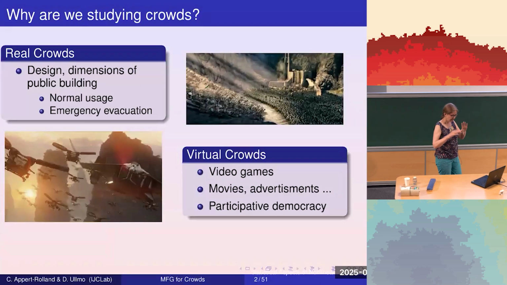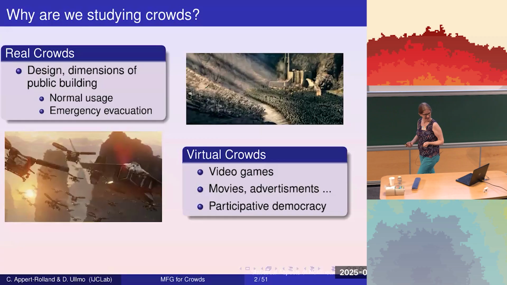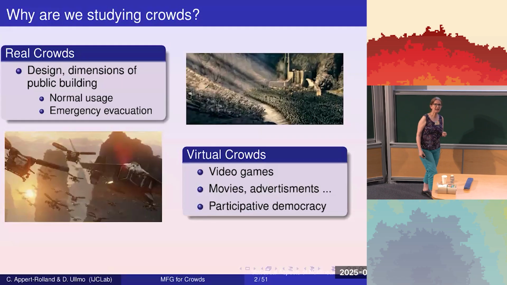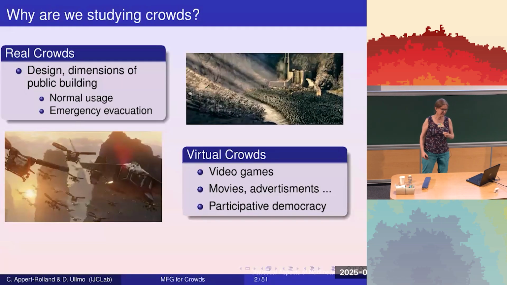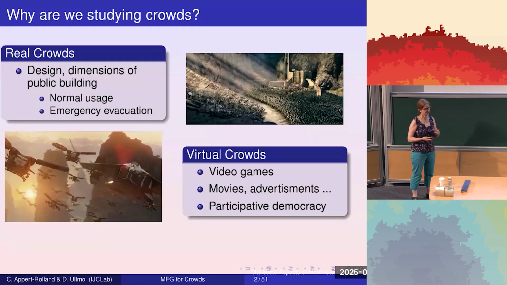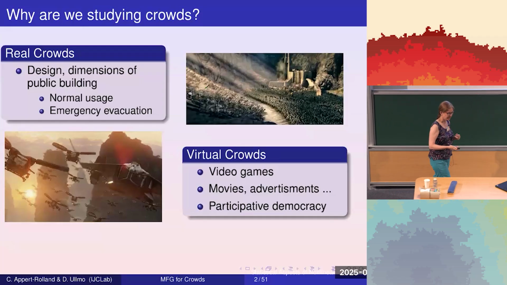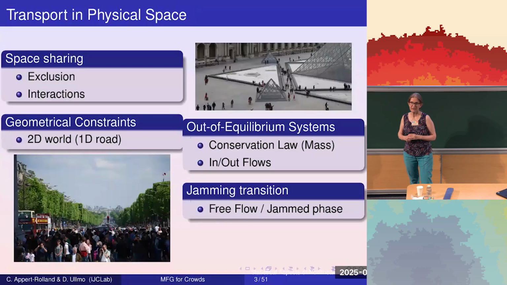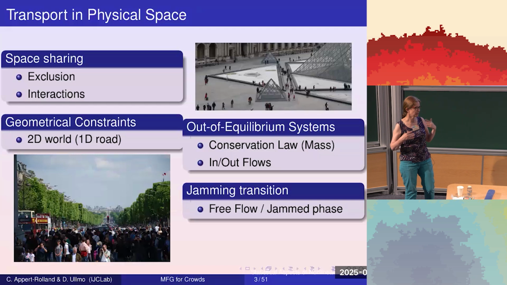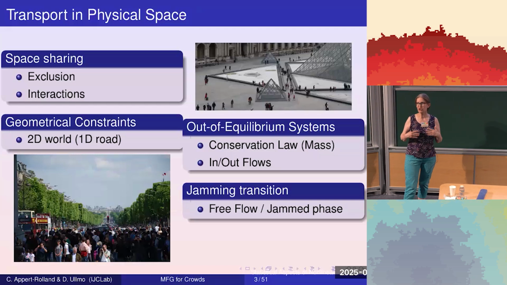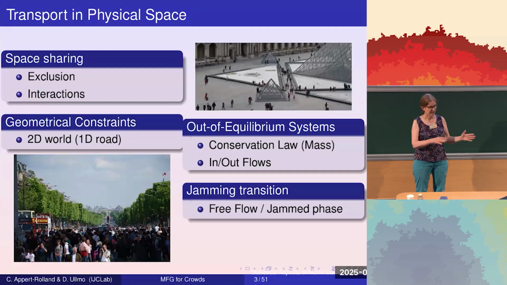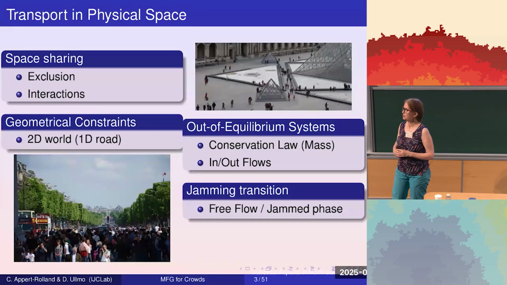But actually, there is a big market, I could say, about virtual crowds. How do you simulate crowds in video games, in movies, or you could imagine participative democracy, if you want people to be embedded in a certain setting. So the systems I will consider are systems where we have transport and where we have to share space. We saw it already. Exclusion will impose that there are some interactions between people.